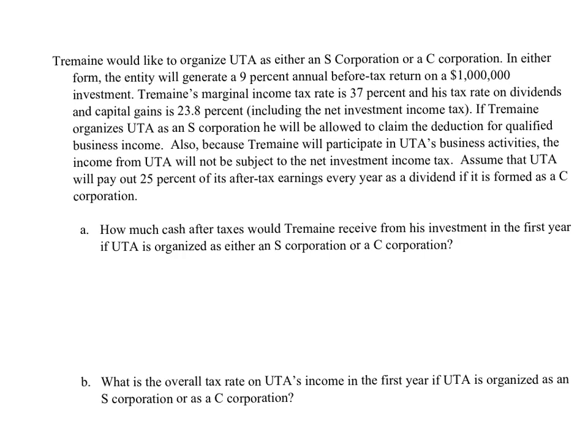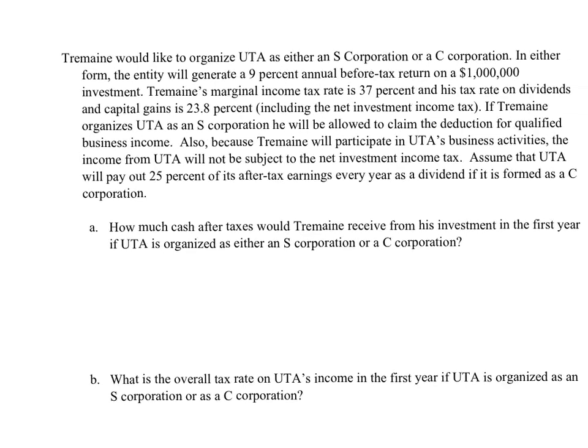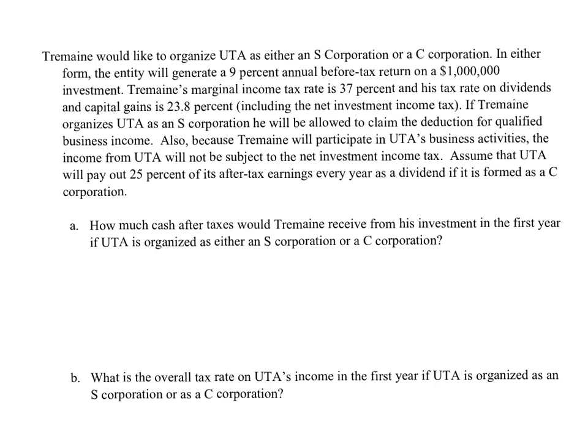If he organizes as an S corporation, we're assuming that he'll be able to take the QBID, okay, the deduction for qualified business income. And we're also going to assume that he's not going to be subject to the net investment income tax because he is an active participant. This is not going to be investment income, okay? We're going to assume that they're going to pay 25% of their after-tax earnings every year as a dividend if it is a C corporation.